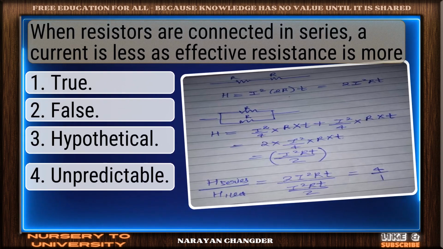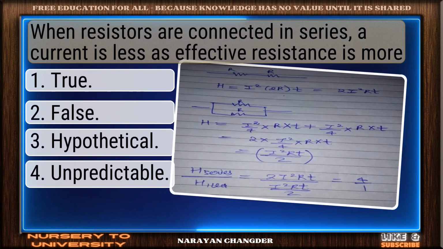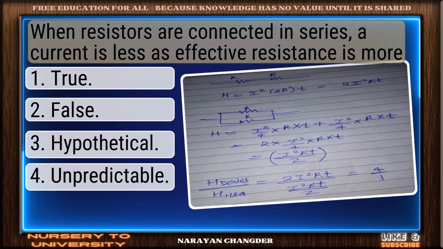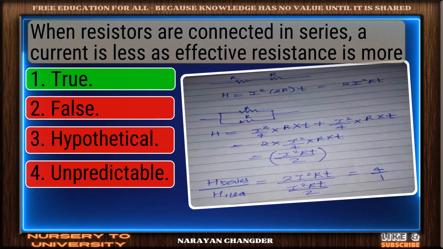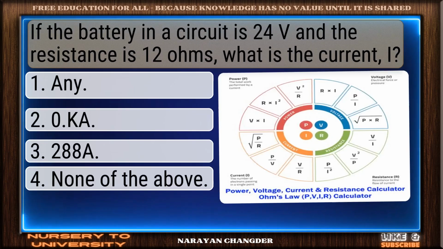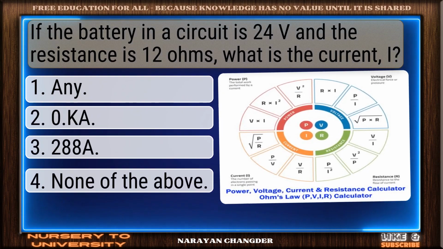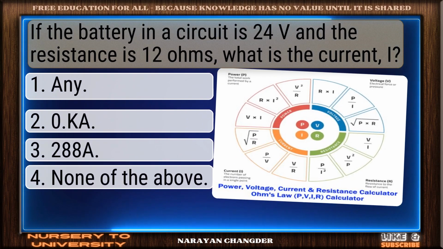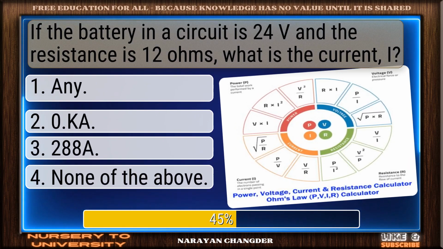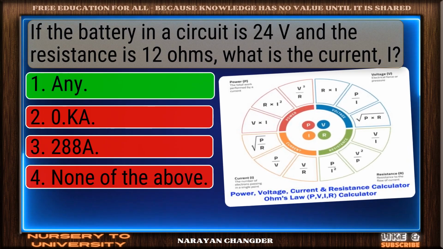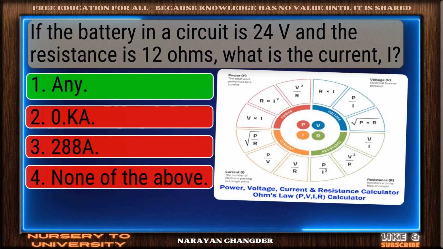When resistors are connected in series, current is less as effective resistance is more. Right choice. True is best. If the battery in a circuit is 24V and the resistance is 12 ohms, what is the current? Well reasoned. 2 A is correct.